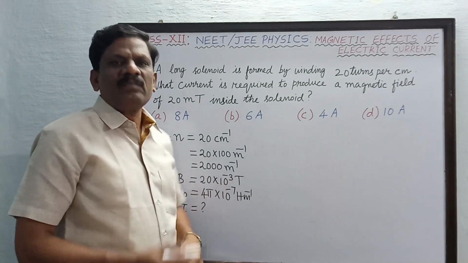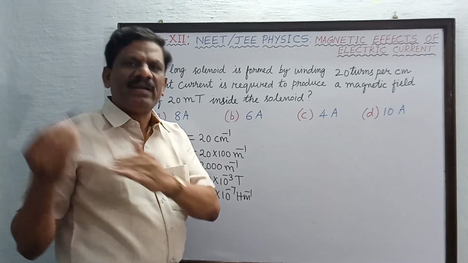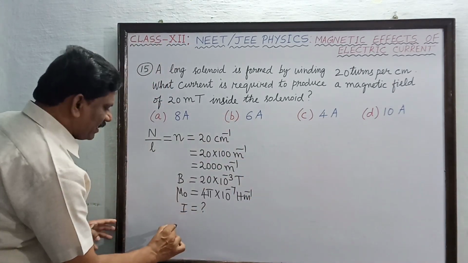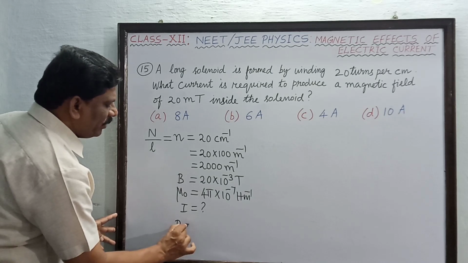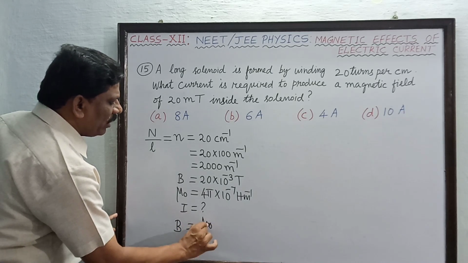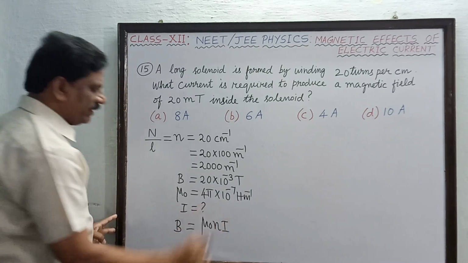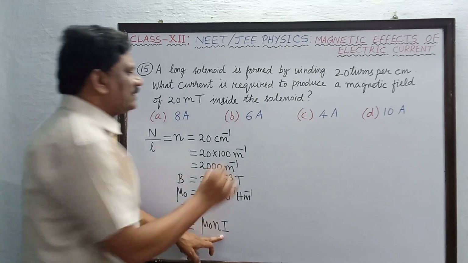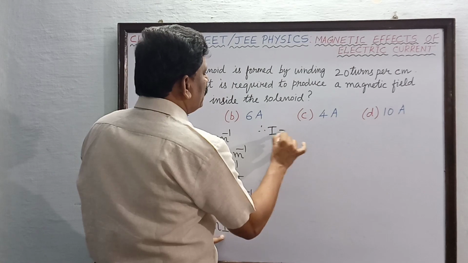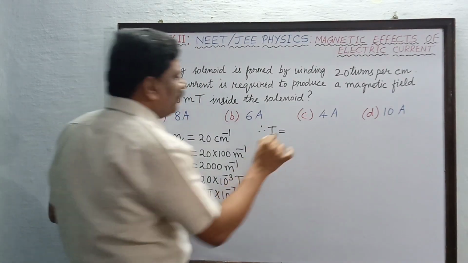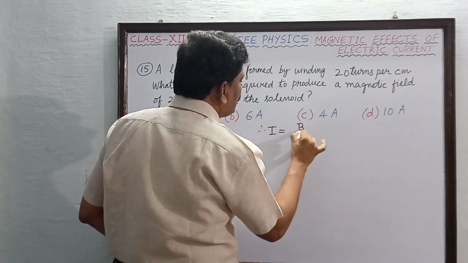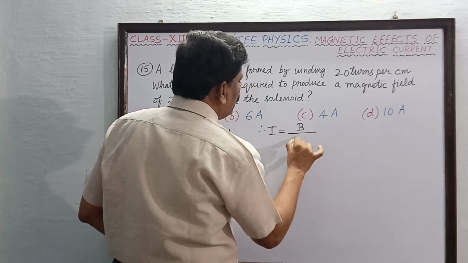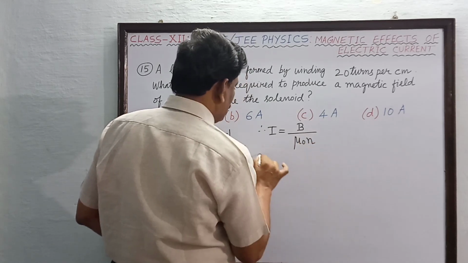So what is the formula required here? The magnetic field along the axis of a solenoid is given by what expression? B is equal to mu naught n into I. Is it not? Therefore, I is to be determined. Therefore, I is equal to B divided by mu naught n.